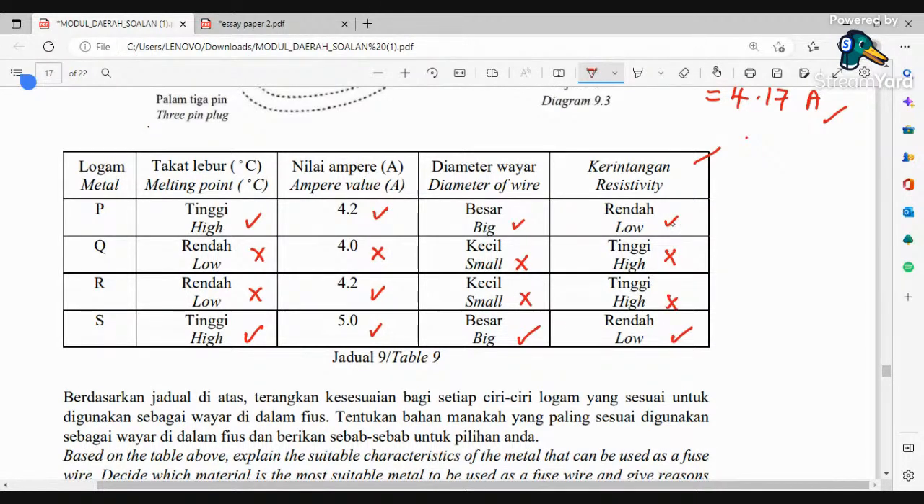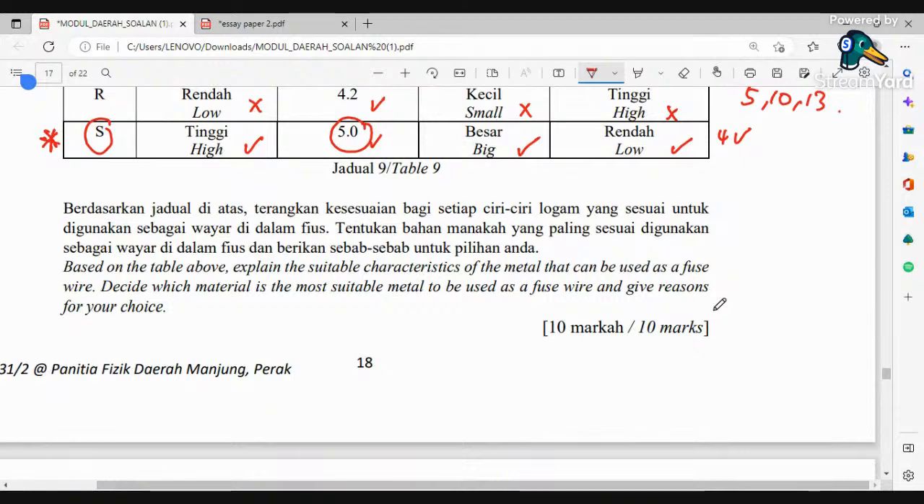Now, which one is better? I have P and S, because here there are 4 ticks and here also 4 ticks. Now we can look again at the value of ampere. Normally fuses don't come at this level of 4.2. Fuses come like 5, 10, 13 or something like that. So I reject this one and accept S, which is more suitable compared to P. After I choose the best one, only then do I start to answer.